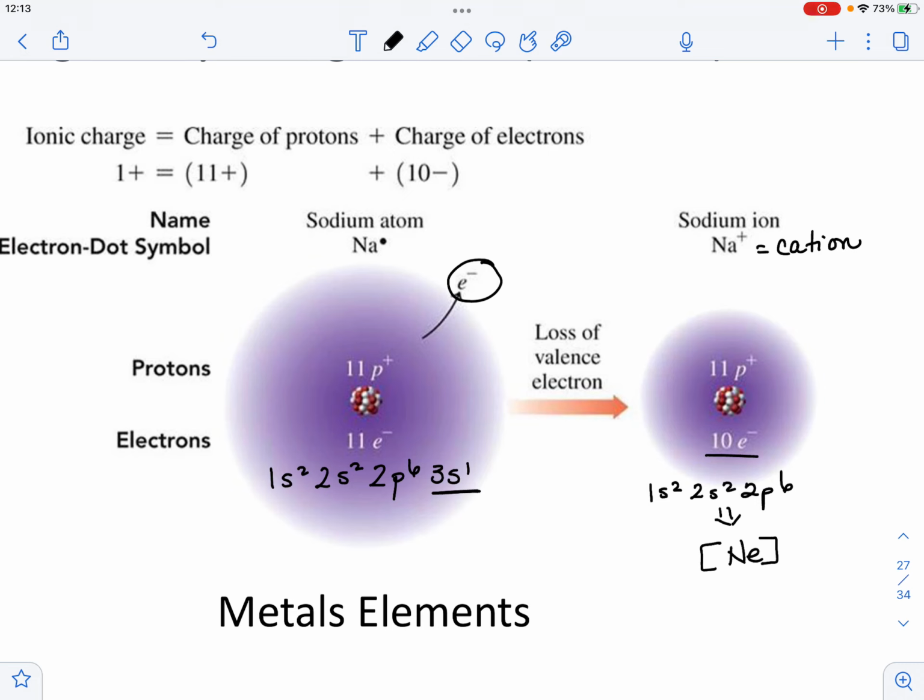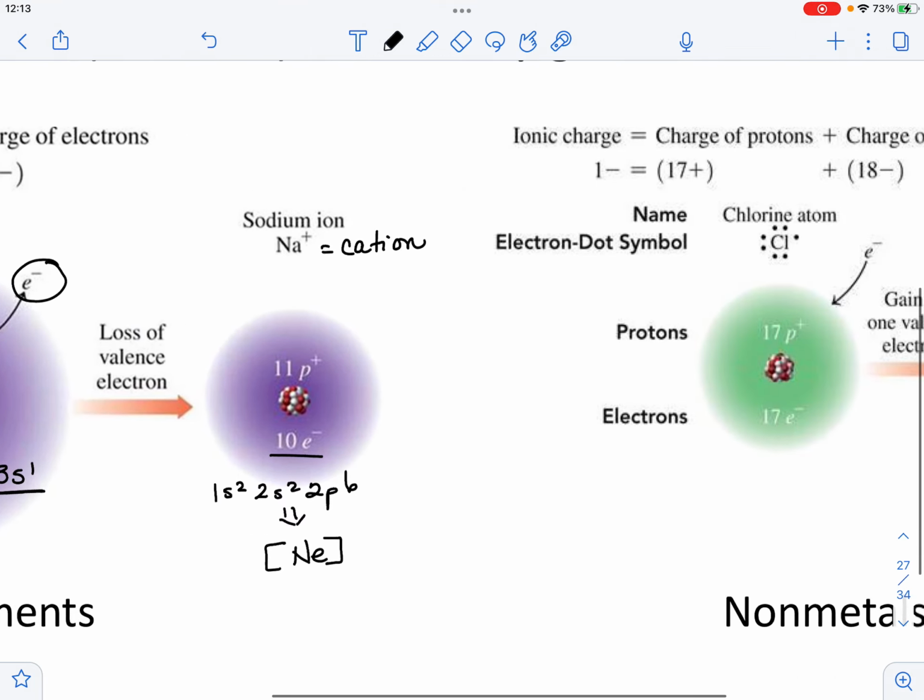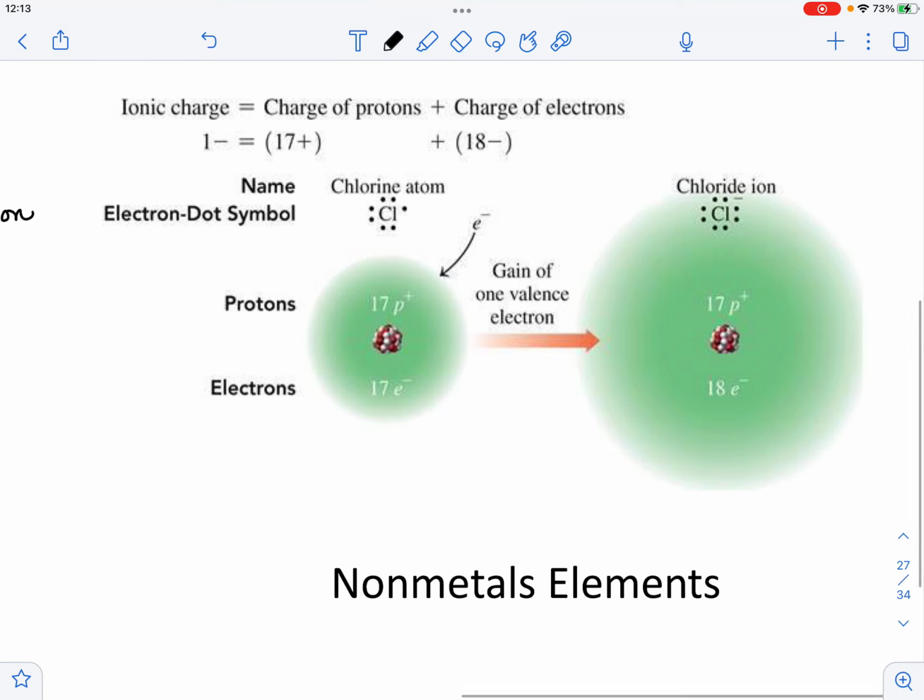So what happens in the case of a non-metal? In the case of non-metals, they are always going to be accepting those electrons that are lost by the metals. And we are going to look here at the example of chlorine. The electron configuration of chlorine goes as follows. 1s2, and this is at ground state, 2s2, 2p6, 3s2, 3p5. It is known, as you can see by the arrow, that chlorine is going to accept one electron.